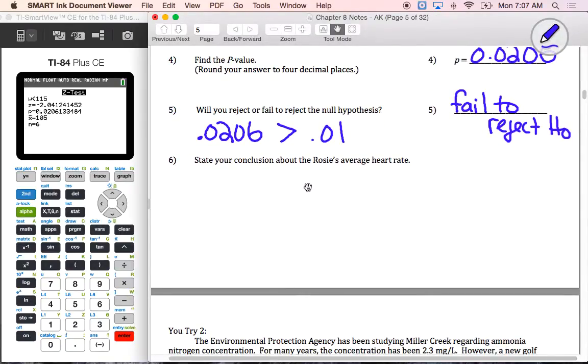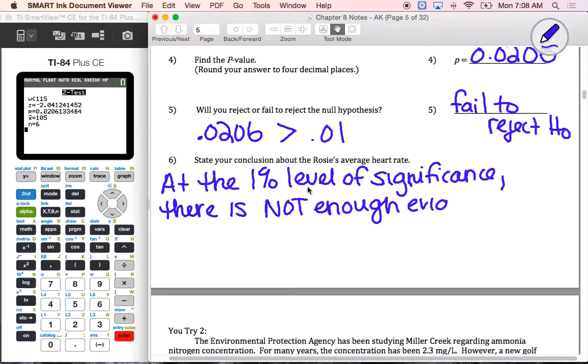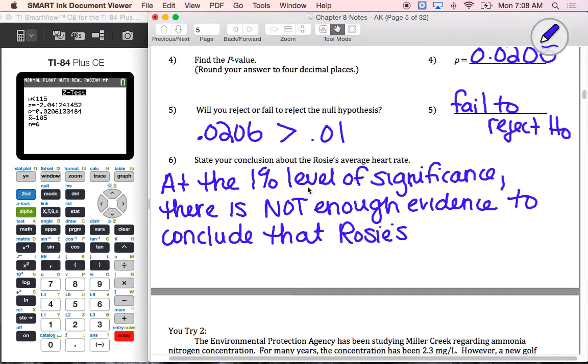So when we write that sentence, we would say, at the 1% level of significance there is not enough evidence to conclude that Rosie's average heart rate is slowing.